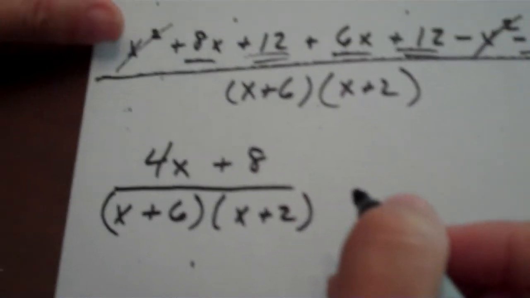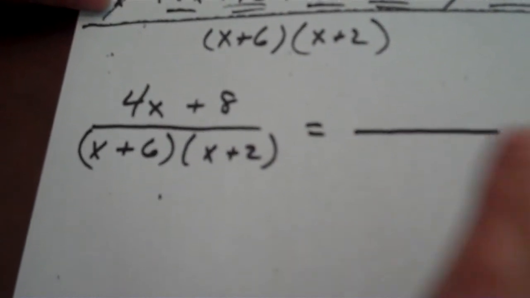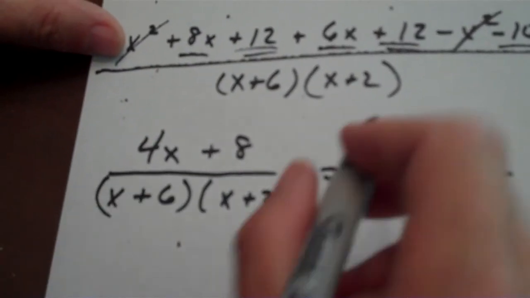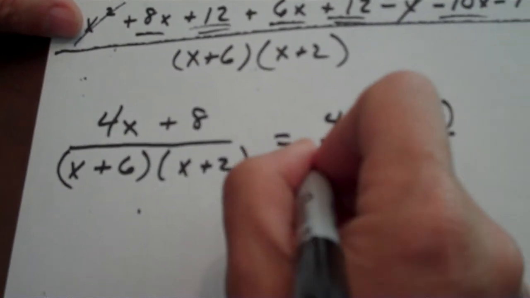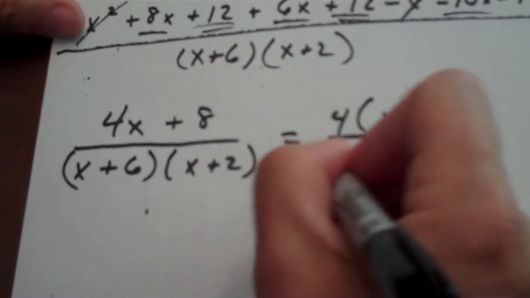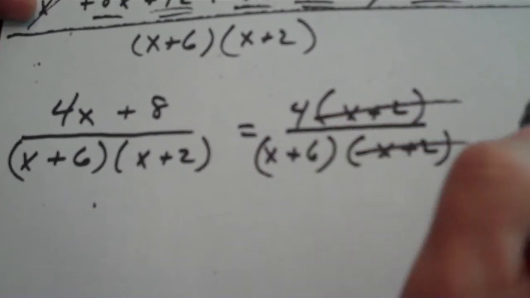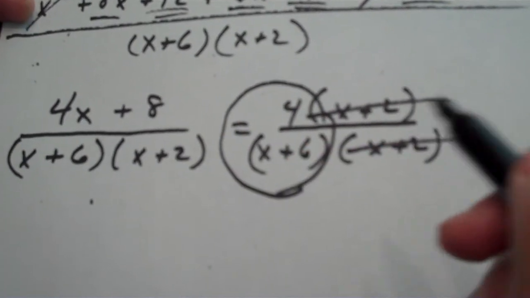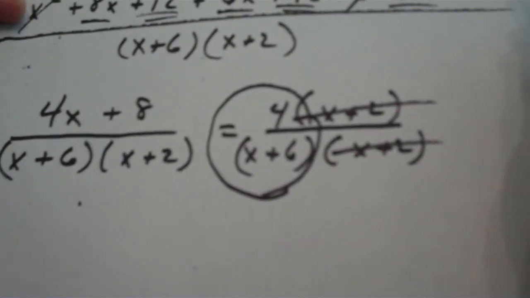But I'm not. Half credit though. It's equivalent, but you always have to check to see if it reduces. Let's factor the top. What's the common factor here? 4, of course. X plus 2. Copy my denominator. The x plus 2's cancel, folks. There's your answer.